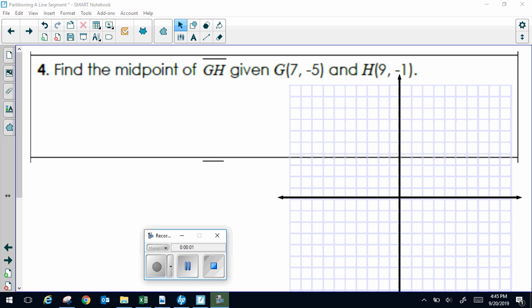All right, so there are three methods that can help you find the midpoint. And the first method I'm going to show you is the one that we did yesterday for partitioning, and then I will make two other videos with two different methods in case you want to try them.